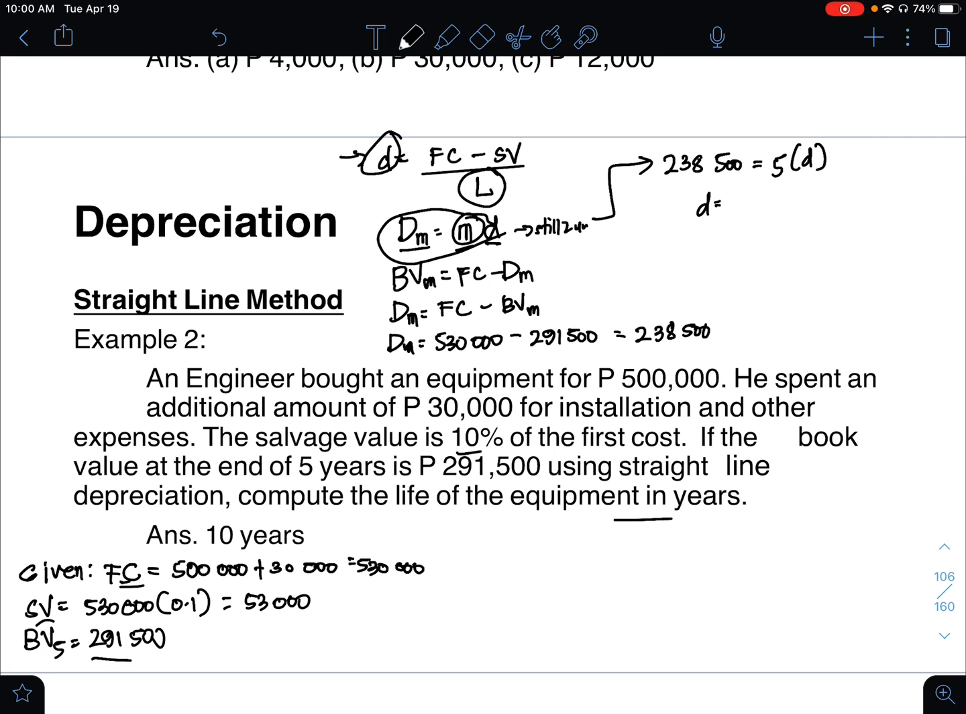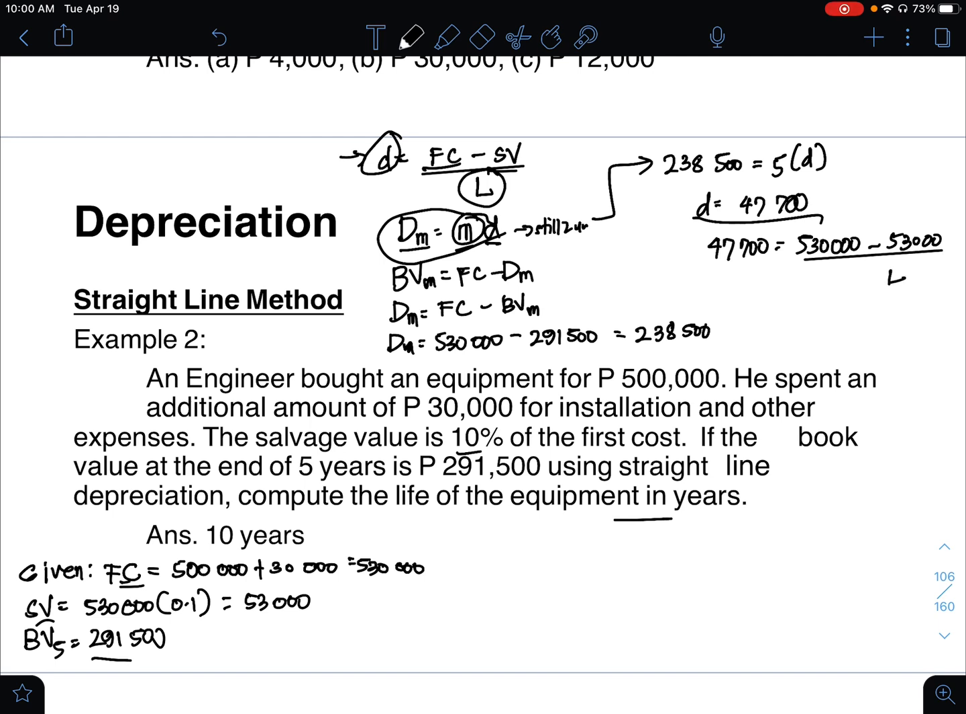So therefore, our D is 47,700 pesos. Okay? So now, since we already have the D, we already have the FC, we already have the SV, we can get the L, or the life of the equipment in terms of years. So D, or 47,700, is equal to, what's your FC? 530,000 minus our SV, or the salvage value, that's 53,000, all over L.